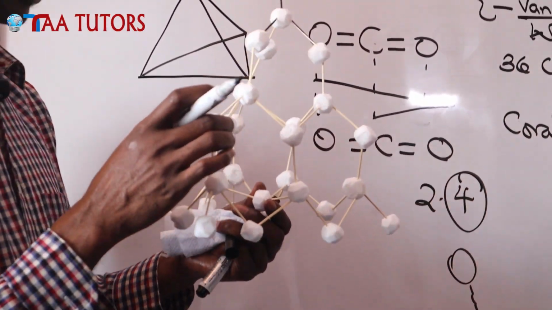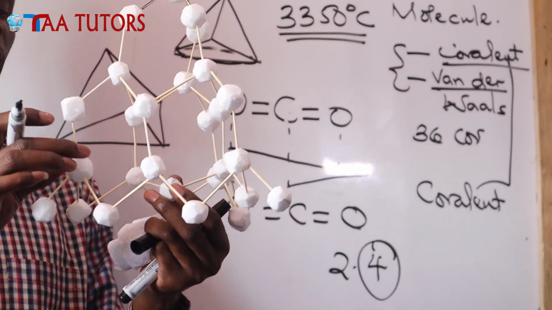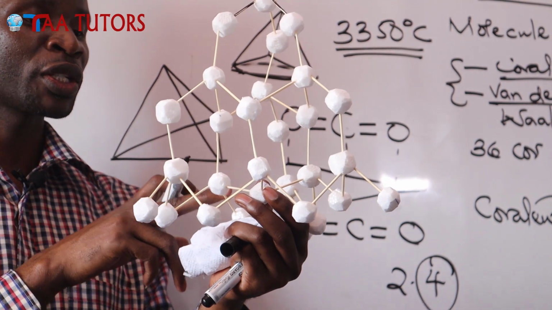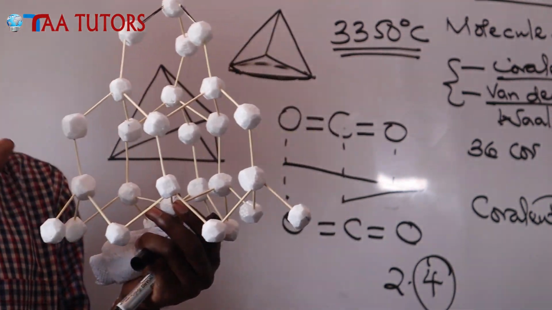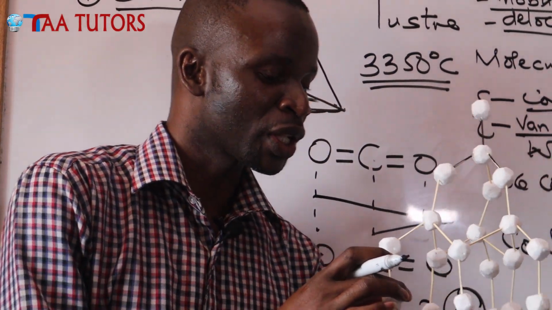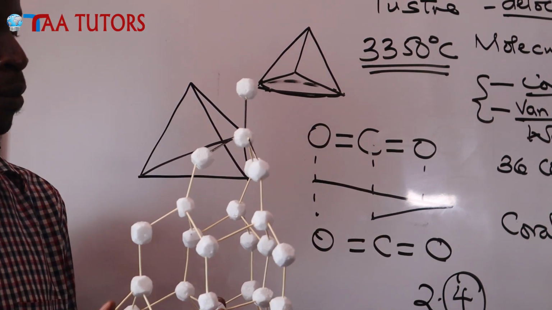But we don't have molecules in this particular case here. It means that if you try to push one atom here, the forces of attraction holding these atoms will resist any kind of movement of these particles, meaning that diamond will resist any kind of movement. That's why we say it is very hard, and that we use it in drilling, even some metals.